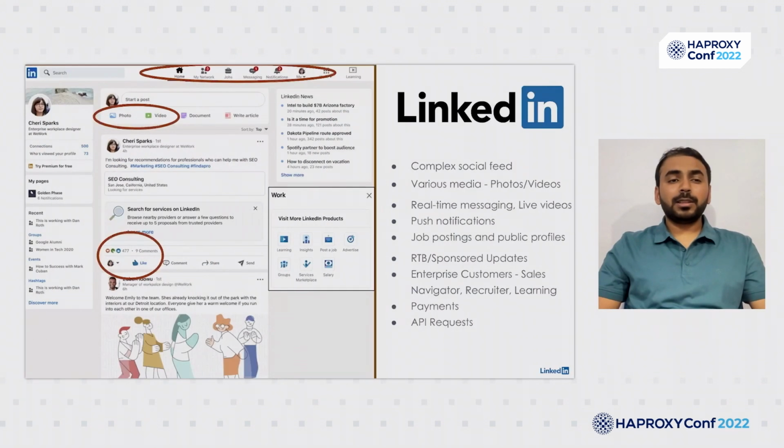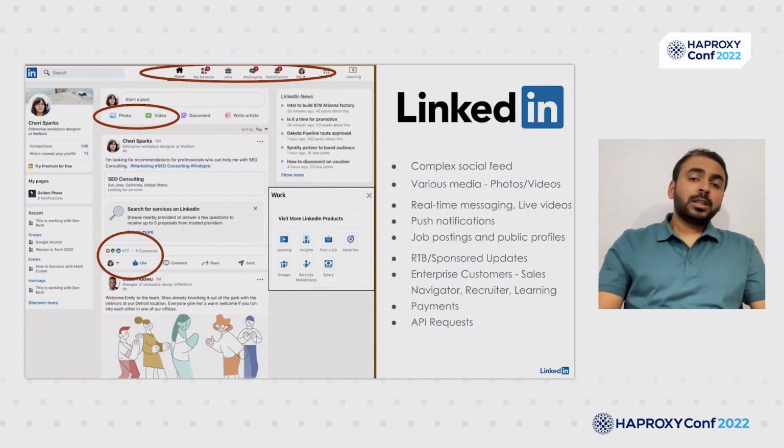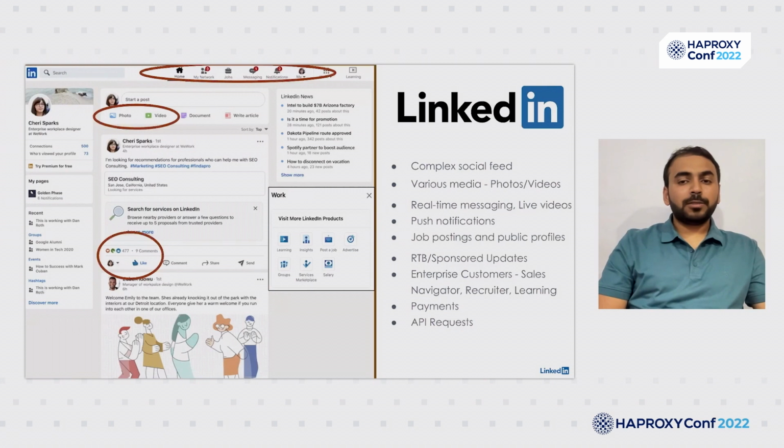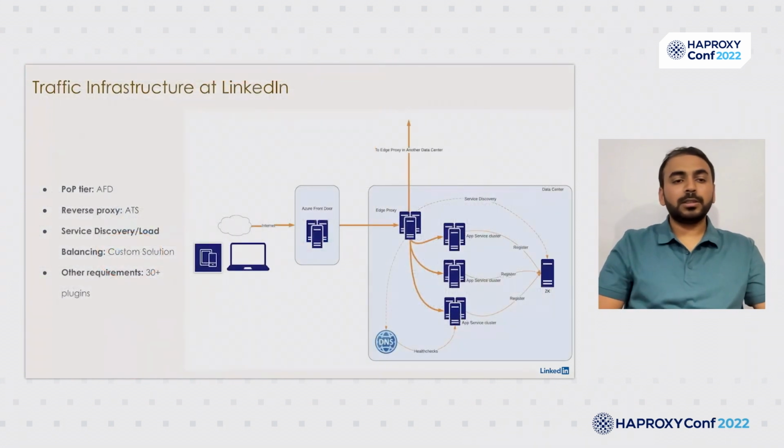APIs are basically the endpoints which are exposed by LinkedIn, which are accessed by our partners in order to gain access to LinkedIn's data in a GDPR compliant manner. So now that we understand what the various business use cases for LinkedIn are, let's take a look at LinkedIn's traffic infra stack and try to understand how these fit into the business requirements.